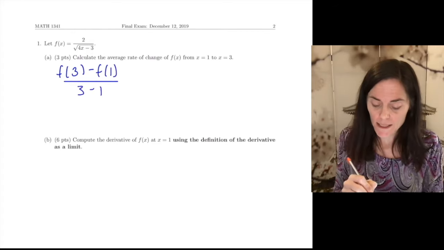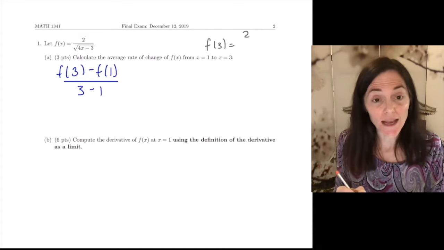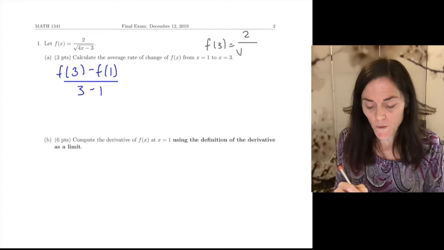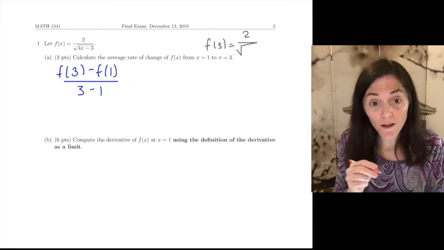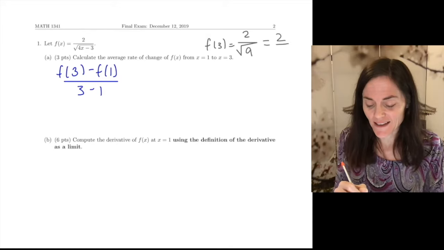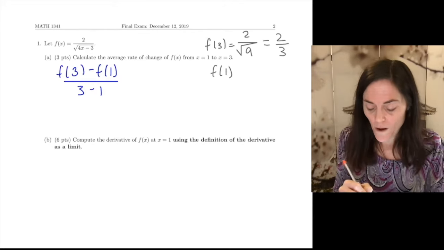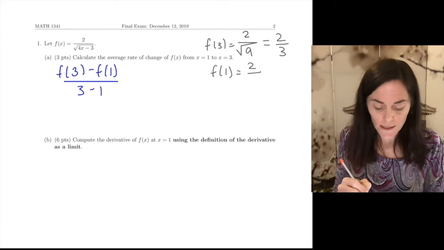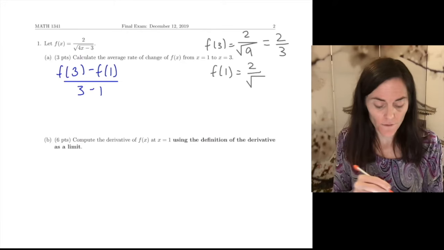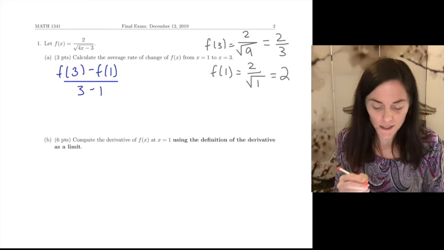Now we can come to the side, calculate f of 3. This is 2 divided by the square root of 12 minus 3. This is the square root of 9. F of 3 is 2/3. Similarly, f of 1 is 2 over the square root of 4 minus 3, which is 1. F of 1 is 2.